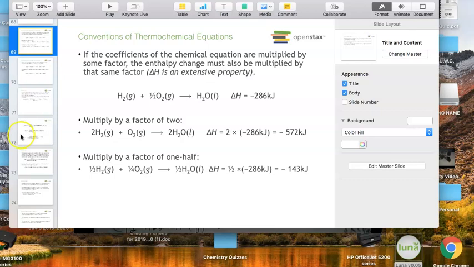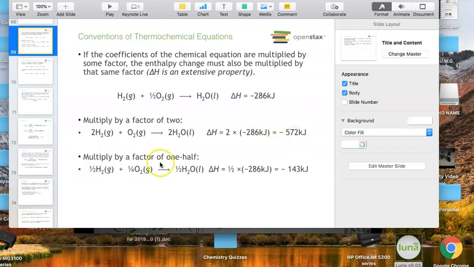For example, here we have the equation that we had originally. The enthalpy value is negative 286 kilojoules. If we were to multiply this chemical reaction by 2, then you would also have to multiply the enthalpy value by 2, which is twice as much as the original.